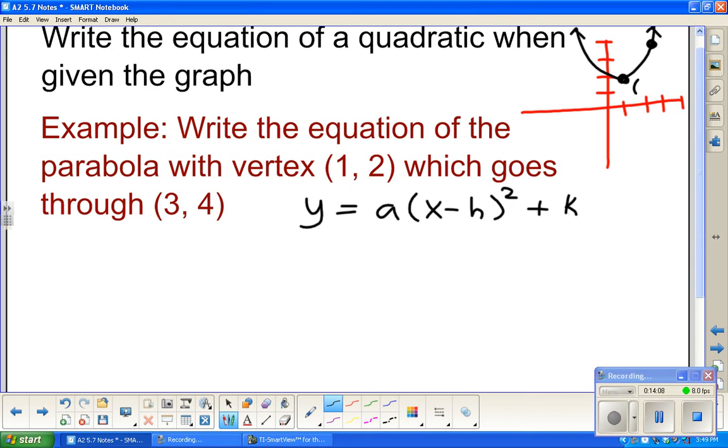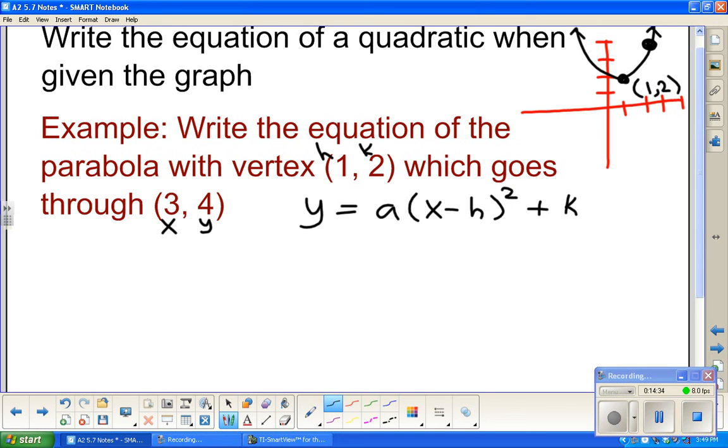Okay, and what we want to do is just start plugging everything in. Okay, the vertex up here was at the point 1, 2. That's your h and your k. It's like a special point. It's not just an x and a y, it's a special h and k. The other point, okay, this guy up here, that's the x and the y. Okay, so the vertex is like a special point, h, k. Any other random point, x, y. So let's plug in everything we know.